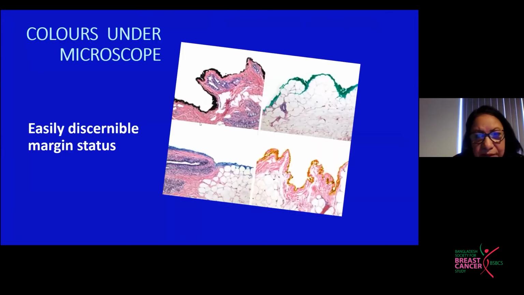So we can see under the microscope, the slides look like this, and the margins are very clearly evident. This is the green margin, which indicates the superior margin. If we find a tumor over here, we can measure what the distance is, so and so.